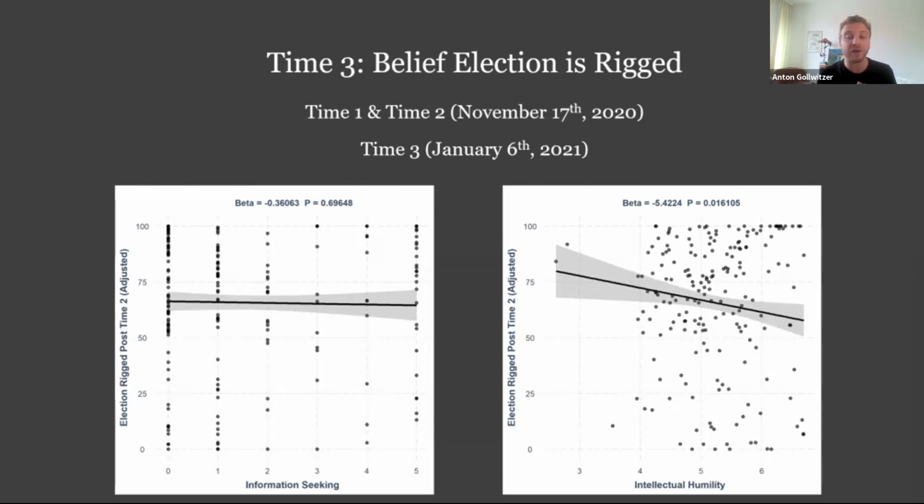So as time passed after the election, right, there was more and more convincing counter evidence indicating that the election was not rigged, and evidence that seemed to suggest it was rigged started to disappear. Right, it started to be challenged. It was like, no, that's not right.